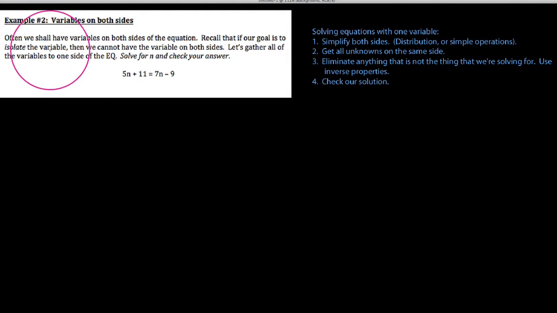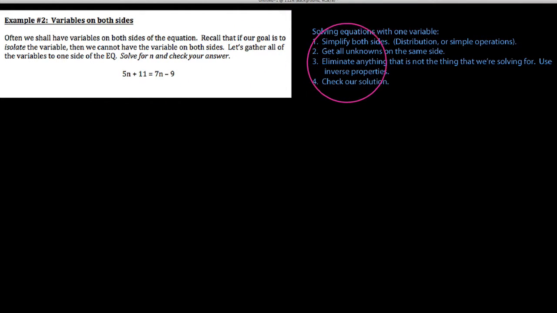It says, often we'll have variables on both sides of the equation. Recall that if our goal is to isolate the variable, then we can't have variables on both sides because we want to get it by itself. So we're going to gather all the variables on one side of this equation, solve for n, and check the solution to make sure it's right. Step one says simplify both sides. I don't have any distribution to do on the left or the right, and I don't have any like terms I can combine.